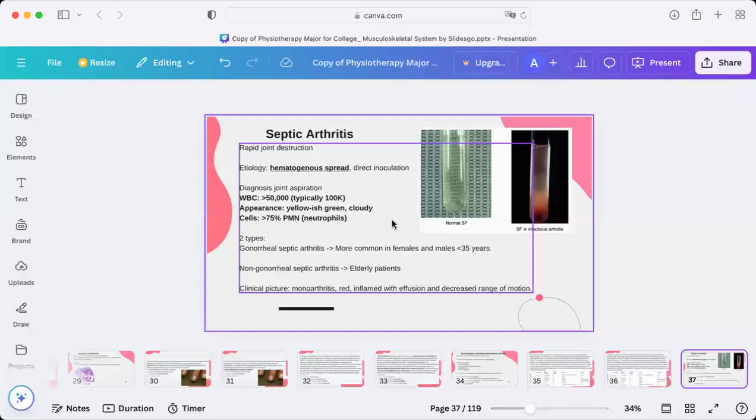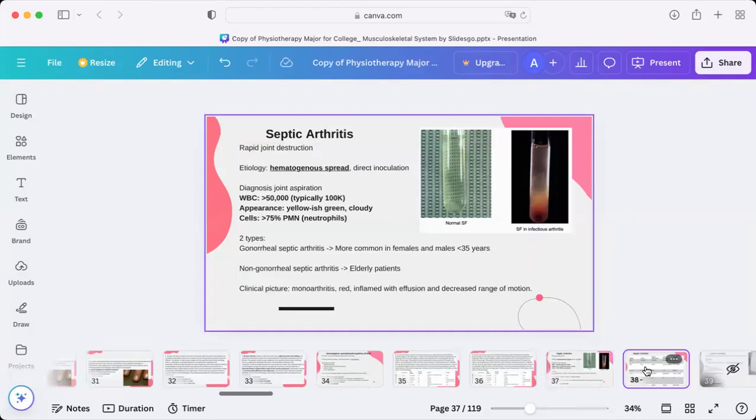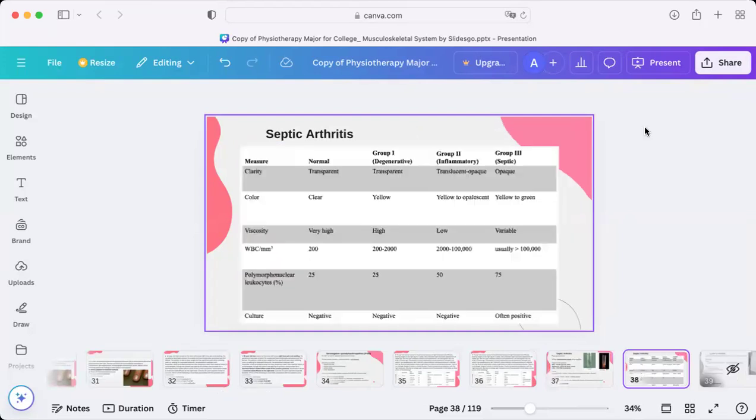I took this directly from Dr. Oban's lectures. These were his cutoff points. But if you guys want, you can use it as your reference ranges as well. Guys, another thing I really want to stress is the findings when we do a joint aspirate.